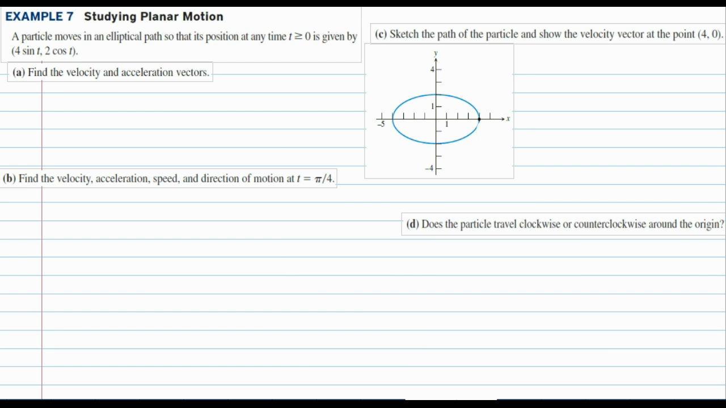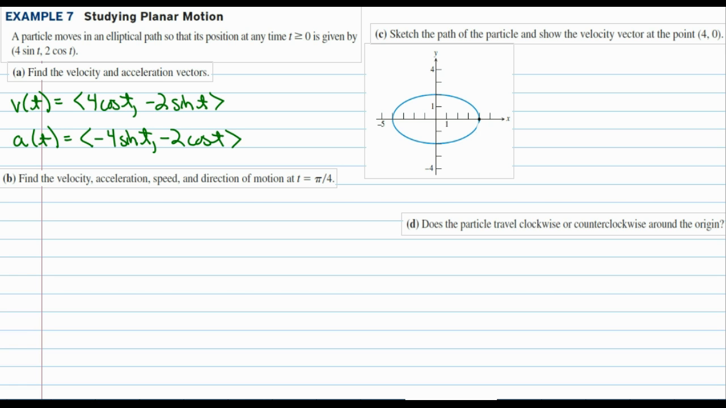Here in example 7, a particle moves in an elliptical path so that its position at any time t greater than or equal to 0 is given by 4 sine of t, 2 cosine of t. So we want to find the velocity and acceleration vectors. Those are pretty straightforward. Those are just the derivatives as previously mentioned. Now we want to find the velocity, acceleration, speed, and direction of motion at t equals pi over 4.